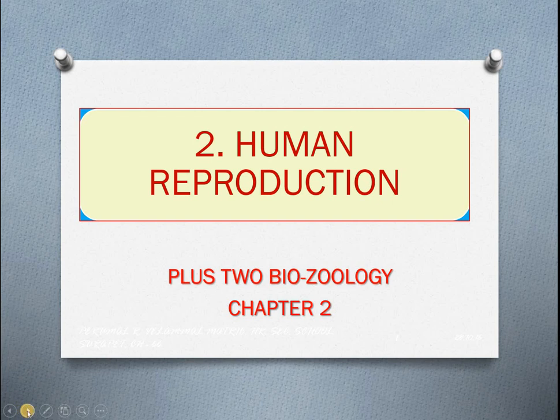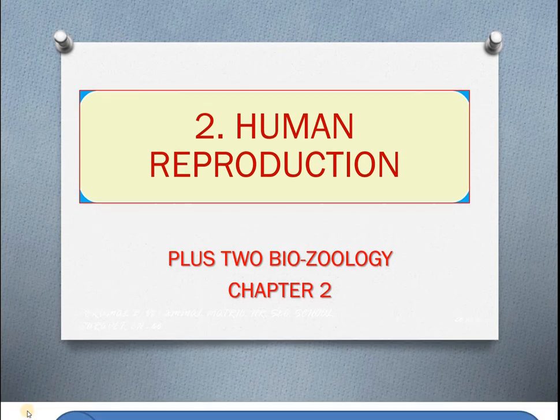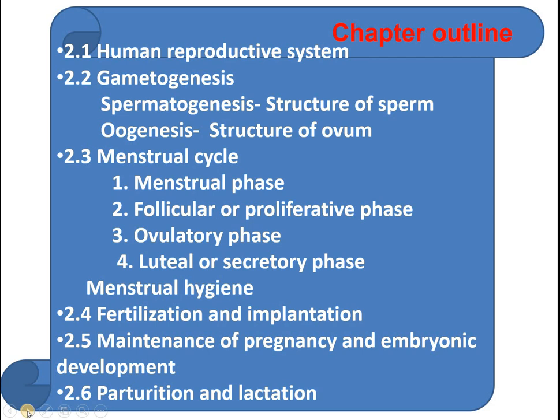Today we are going to see the first module in human reproduction. Chapter outline: Human reproductive system, gametogenesis, menstrual cycle, fertilization and implantation, maintenance of pregnancy and embryonic development, and last point, parturition and lactation. These are all the sub-concepts we are going to study in this chapter.